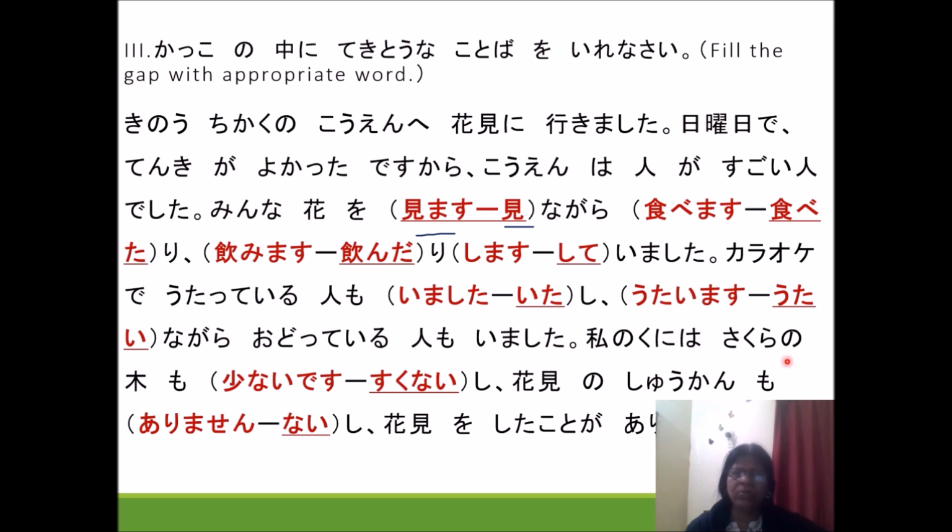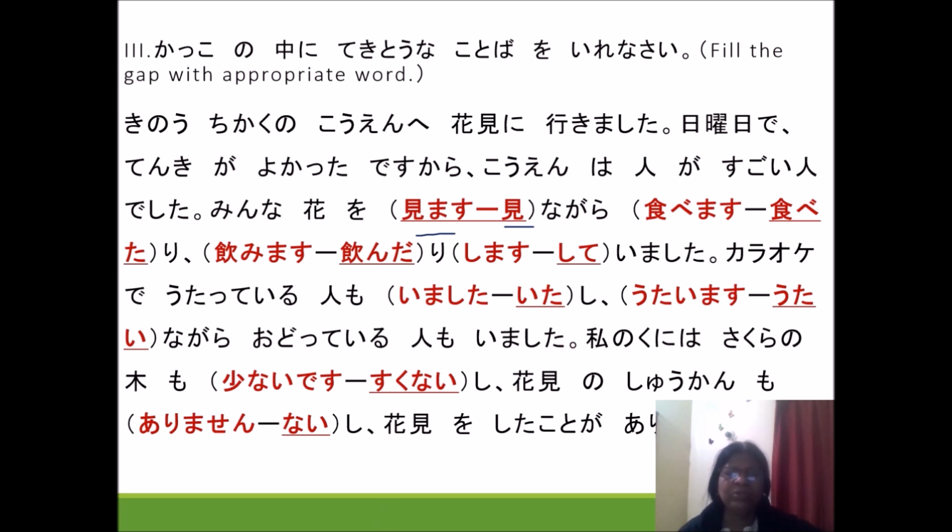Watashi no kuni wa sakura no ki mo sukunai desu. Sukunai, here it is shi grammar, so plain form shi, so sukunai shi. Sukunai is an i adjective. You know, in i adjective, when we change to plain form, only desu is omitted. The adjective remains the same, maybe non-past, maybe past, maybe positive, maybe negative. So sukunai shi. Hanami no shuukan mo arimasen. Arimasen, plain form is nai, so nai shi. Hanami o shita koto ga arimasen deshita. Okay.